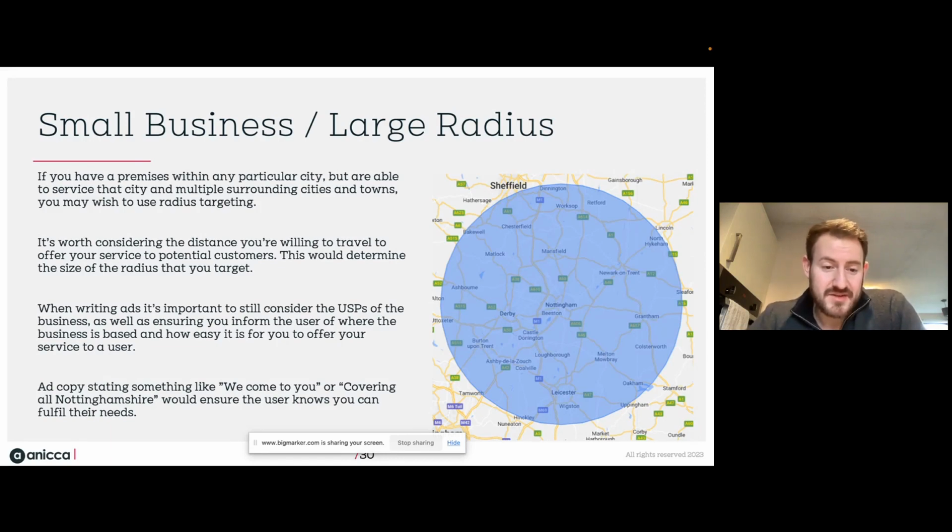When writing ads to suit this purpose, it's important to still consider the USPs of the business, as well as ensuring you inform the user of where the business is based. So if you're a Nottingham-based business, but you're servicing Newark, make sure the user knows that you're a Nottingham-based business still. That's still quite important information. And also how easy it is for you to offer your service to that user. So it might be important to state things in your ad copy like "we come to you," or covering all of Nottinghamshire. If you do cover all of Nottinghamshire, someone in Newark, someone in Mansfield, they're not going to be put off by the fact that you're Nottingham based. So it just ensures users know that you can still fulfill their needs.